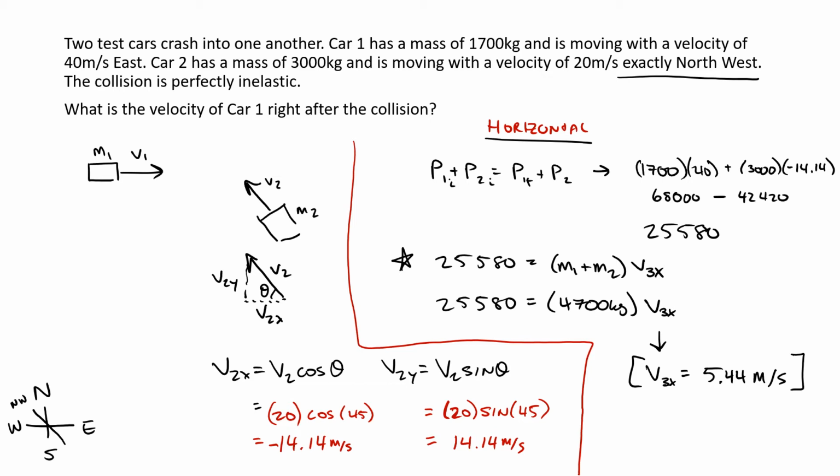I was going to say, how did you get 5.44 meters per second? 5.44. So I'm solving for this. Right here, I've just added the mass in, and I've divided this 4,700 to the other side to get this new velocity. And it's positive, so that means it's going to be moving to the right.